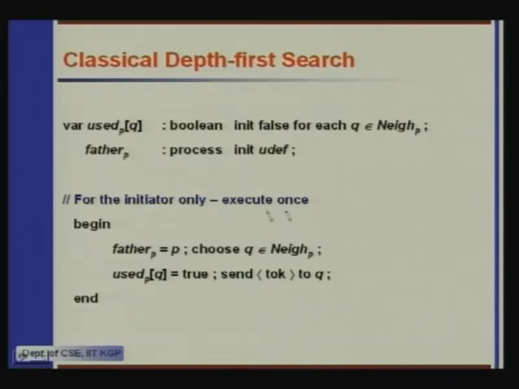The initiator of the algorithm will do the following thing. It will set father P equal to P, because its father is itself, it is the root of the tree. It will choose a neighbor Q, set used PQ equal to true and send the token to Q. Now, see, only one message is sent by the initiator.